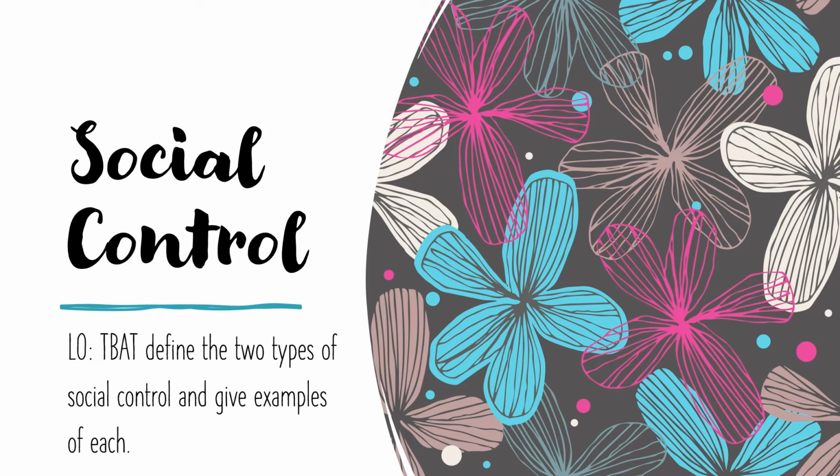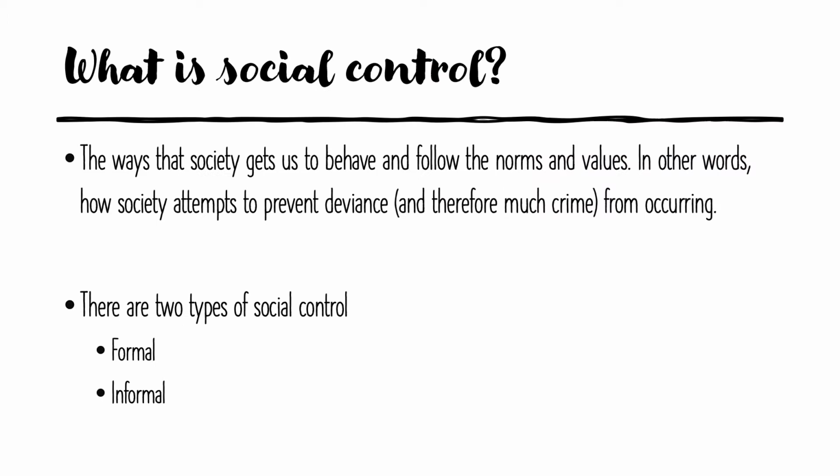Lesson 3 of Year 11 Crime and Deviance, and today we're having a look at social control. Your objective is to be able to define the two types of social control and give examples of each. It builds on work that we did right at the start of Year 10, looking at socialisation, so hopefully this will be really straightforward and it shouldn't be a task that takes you too long.